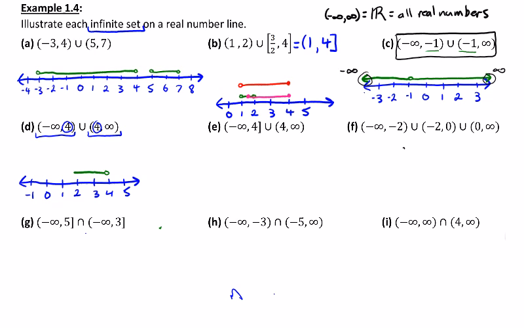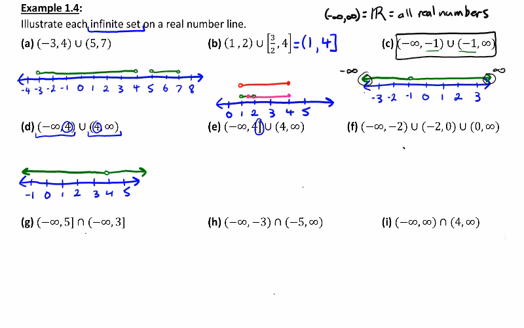I need everything to the left of 4 for the first set, everything to the right of 4 for the second set. So we have all real numbers except for 4. There it is. Now I want you to look at part E and compare it to what we have with part D. And you should see that there's only one difference. And that one difference is right here. It's closed. Now what that means is that we are supposed to include 4.